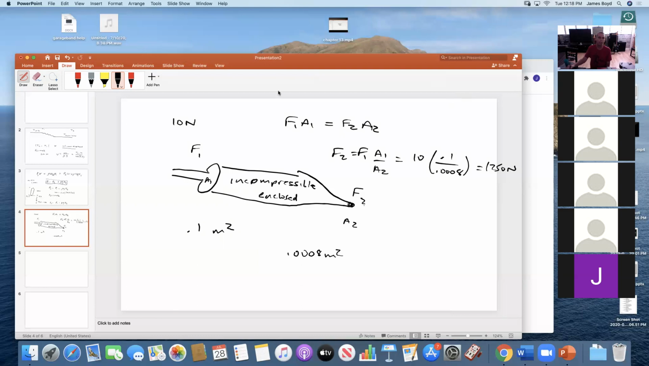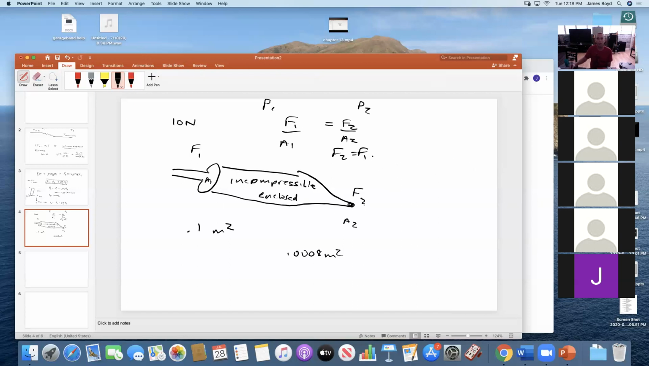Oh my God, I am so sorry. I am so dumb. I flipped those. I've been sick and my brain is just not working. This is actually the pressure at 1 is equal to the pressure at 2, which means, yeah, I should have realized that that was going to give me something bad.